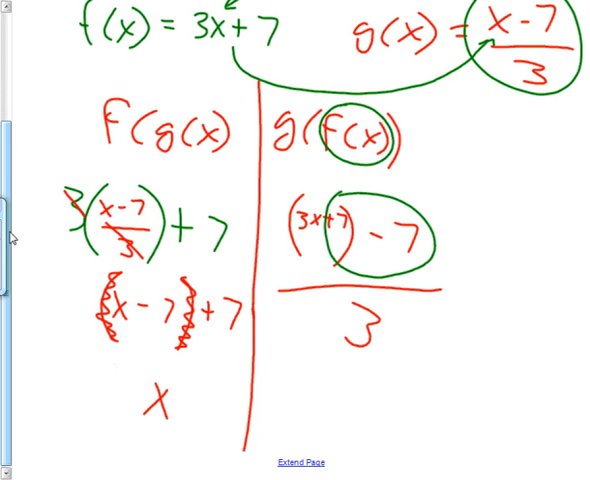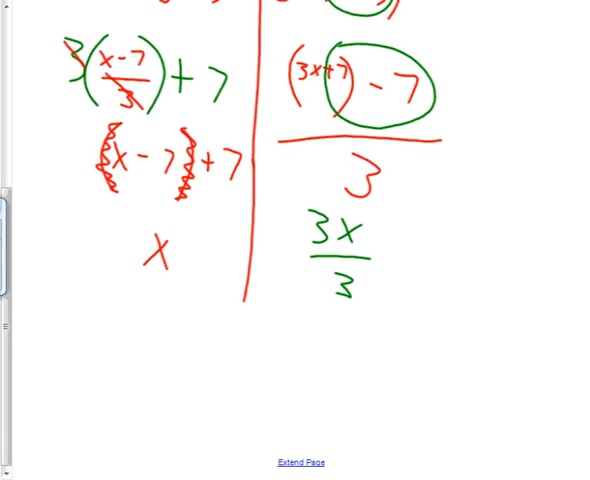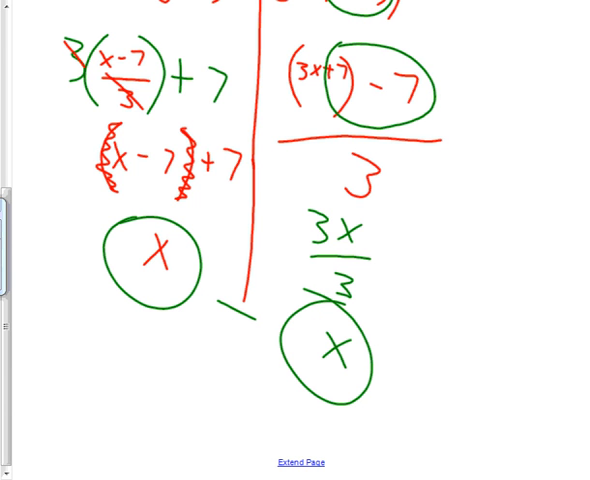Then I'll have 3x over 3. Do you see how that's going to simplify to just x? This side was x, that side was x, and they're equal to each other. I have proven that my two functions were inverses.